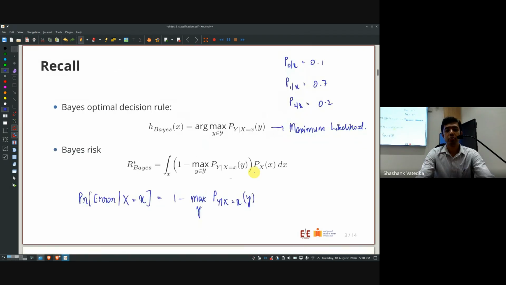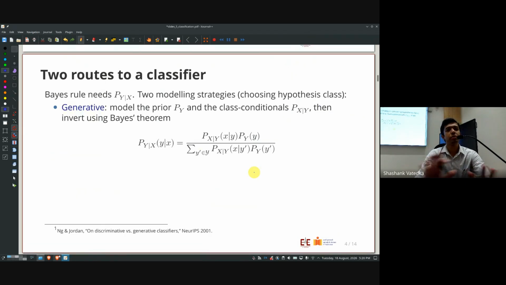Okay. So now, given this particular background, let's forget neural networks for now. How do we design a particular classifier? The intuitive approach that we want to use is to do something that mimics the Bayes optimal rule, right? And there are two different ways of doing this.